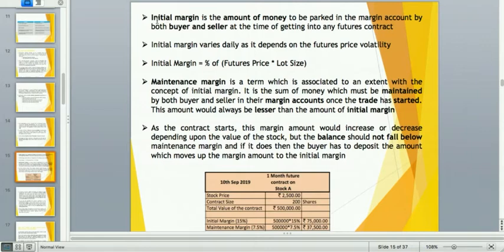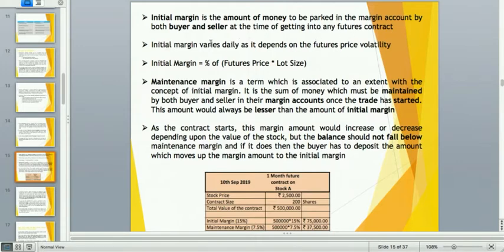Here, initial margin. So I've already told you, for a futures kind of contract, where it is exchange traded and it is standardized, both buyer and seller have to deposit initial margin with the clearing house, and this is to ensure that either party does not default. So initial margin has to be paid, has to be parked in the margin account by both buyer and seller at the time of getting into any futures contract.